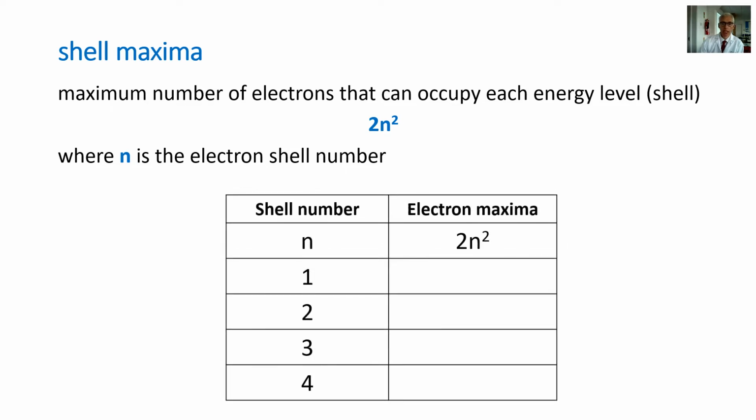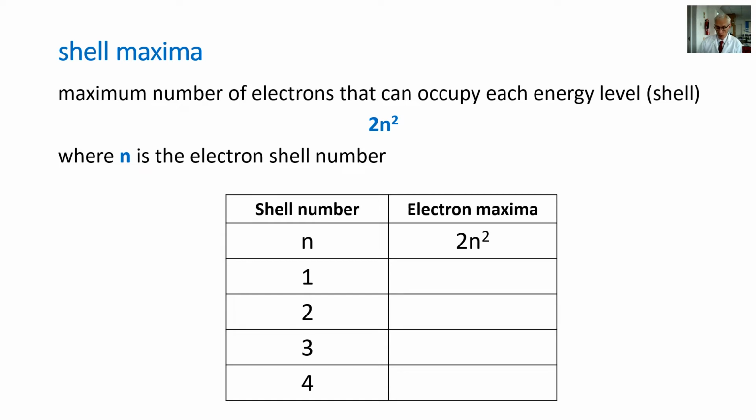So looking at this table, we've got a shell number n. The maximum number of electrons for that is 2n squared. So could you pause the video and write in the maximum numbers of electrons for each shell using 2n squared. Come back, resume the lesson when you have done that.